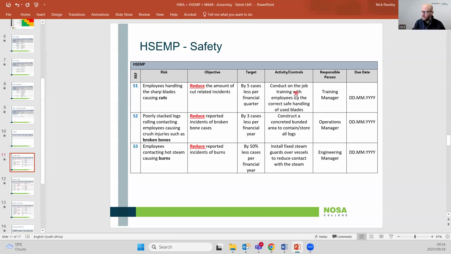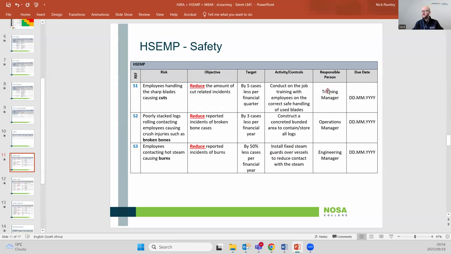For safety 1, because I'm going to do some form of training with my employees, I'm going to allocate this responsibility to a training manager. For safety 2, I'm going to construct a concrete bunded area. Who's going to be responsible for this control? It's going to be my operations manager, my ops manager. Safety 3, another engineering control, install a fixed steam guard. It would make sense to give this to my appointed engineering manager.